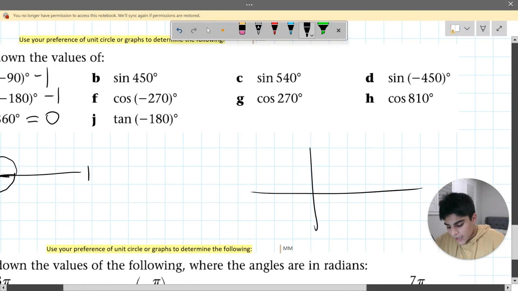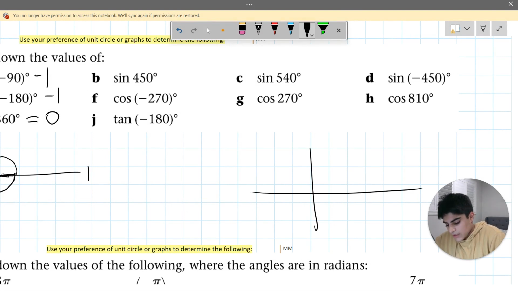Sine 450. Sine 450, again, is the same as 360 plus 90 degrees. So this is sine 360 plus 90. Over here, sine has a value of 1. So sine 450 is 1.